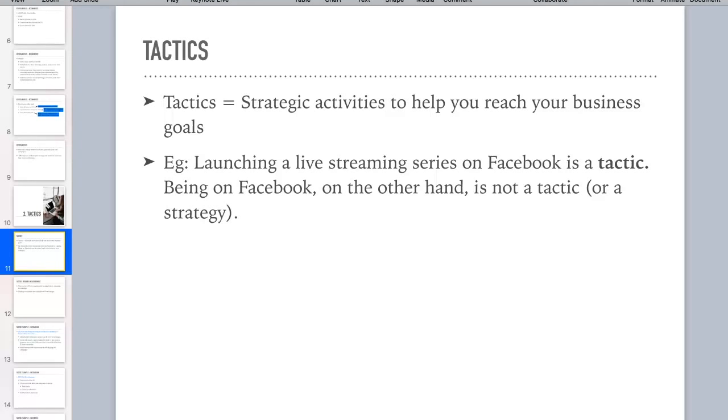Being on Facebook is not the tactic. The platform or the channel is not the tactic. It is where the tactic happens. So it's really important when you're communicating in your teams or to your clients that you explain that just being on Facebook is not strategic or a tactic. It's just the channel or the platform where your tactic and your strategy will be launching from.